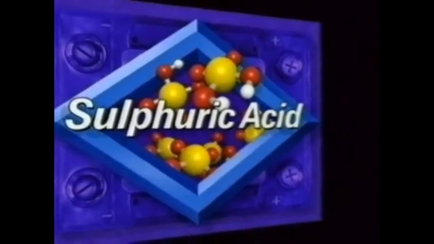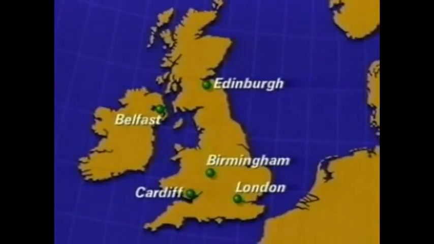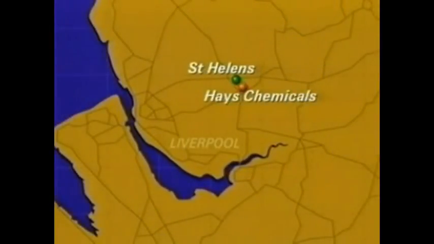Sulfuric acid is used in a wide range of processes. It is used in metal treatment, for drug manufacture, for paint, and the making of explosives. The sulfuric acid plant in St Helens on Merseyside, owned by Hayes Chemicals, makes about 600 tons of acid per day.